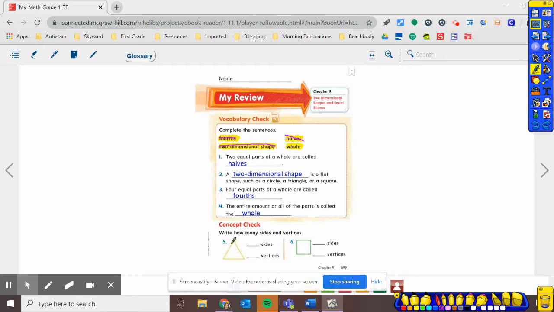Okay, so you should have done 5 and 6. Let's see. How many sides do I have? So I have 1, 2, 3 sides. And how many vertices? 1, 2, 3 vertices. So 3 sides and 3 vertices for our, what's that shape called? Say it out loud. I hope you said triangle. All right, and now for number 6, I have 1, 2, 3, 4 sides. And then when I'm looking at the corners or the vertices, I have 1, 2, 3, 4 vertices. And this shape is called a, say it out loud. Hope you said square. All right, we're going to move on to our next page.